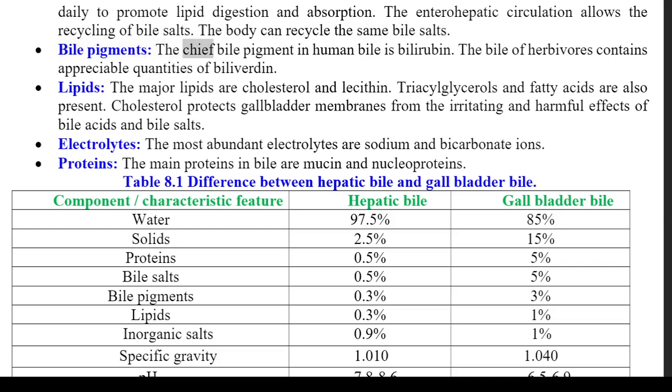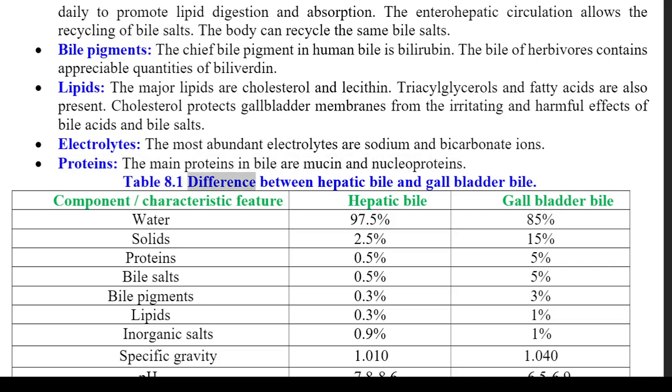Bile pigments. The chief bile pigment in human bile is bilirubin. The bile of herbivores contains appreciable quantities of biliverdin. Lipids. The major lipids are cholesterol and lecithin. Triacylglycerols and fatty acids are also present. Cholesterol protects gallbladder membranes from the irritating and harmful effects of bile acids and bile salts. Electrolytes. The most abundant electrolytes are sodium and bicarbonate ions. Proteins. The main proteins in bile are mucin and nucleoproteins.